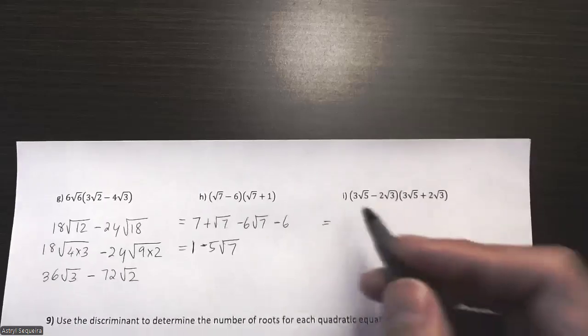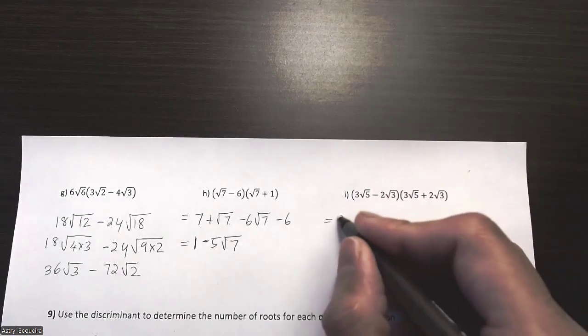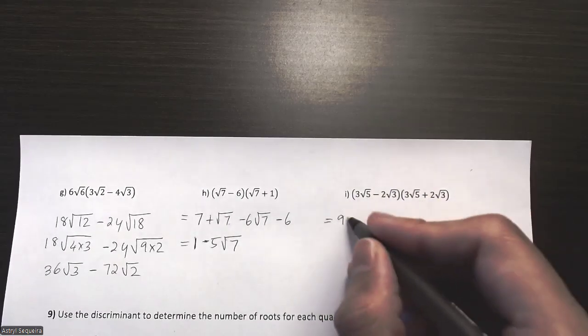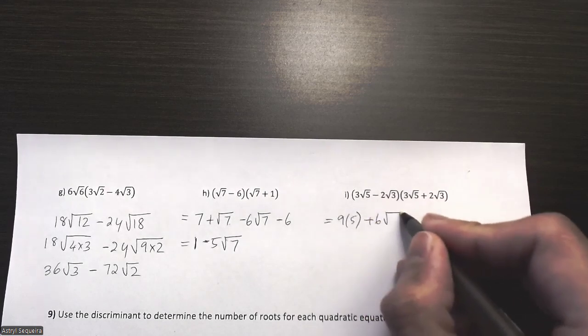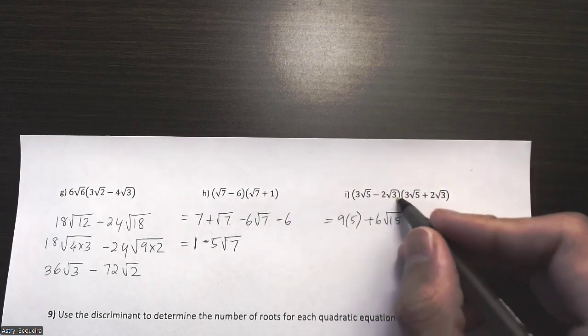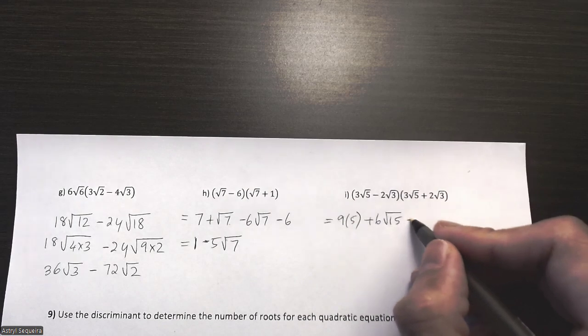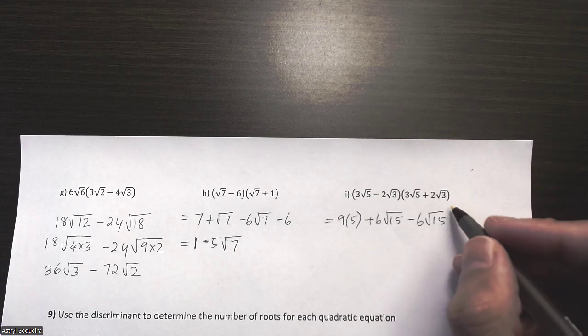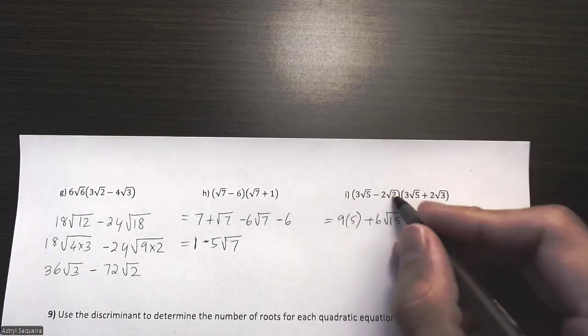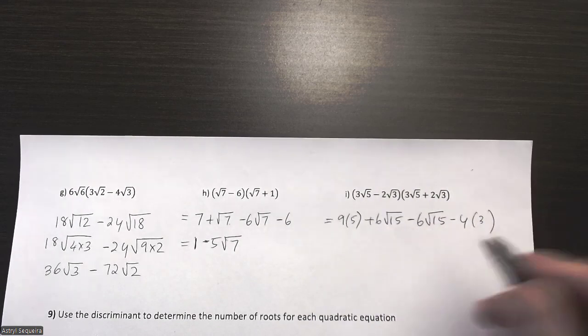And another FOIL question over here. So 3 times 3 is 9. Root 5 times root 5 is 5. Then 3 root 5 times 2 root 3, that's 6 root 15. Negative 2 root 3 times 3 root 5 is negative 6 root 15. And negative 2 times 2 is negative 4. And then root 3 times root 3 is just 3.